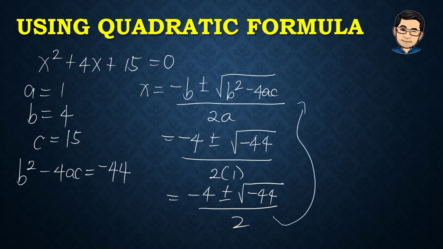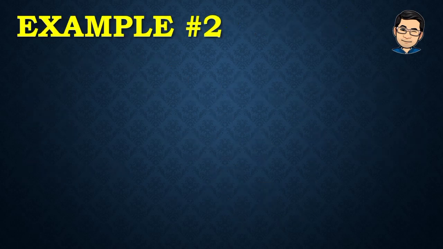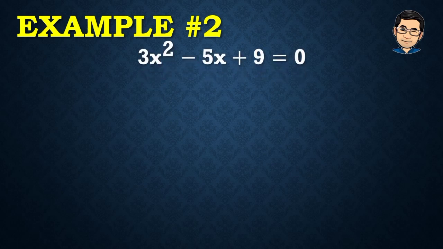So, our x sub 1, that is negative 4 plus the square root of negative 44 all over 2. So, yan lang po yung sagot. Hindi po natin pwedeng i-simplify, extract ang square root. X sub 2, that is negative 4 minus the square root of negative 44 all over 2. So, for our last example, 3x squared minus 5x plus 9 is equal to 0. So, a is 3, b is negative 5, and then c is equal to 9.